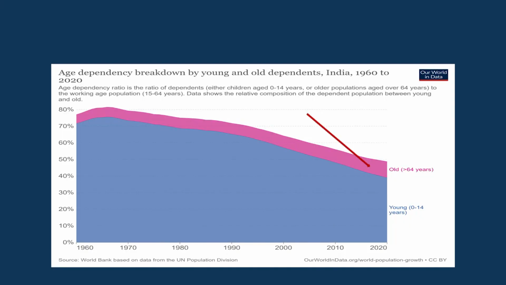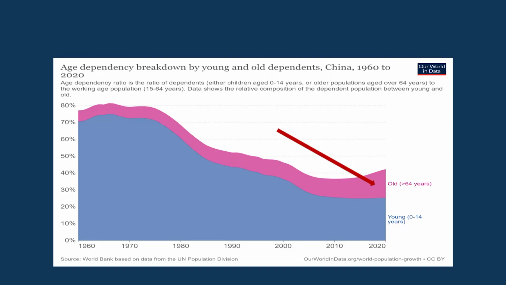Again, for India, we can observe that the number of elderly people is not so high and the youth dependency ratio is dominating. And for China also, quite similar to India, the number of elderly people is still not very high. It is going to be far more. It is moving in the upward direction, but still the youth dependency ratio is dominant in China.